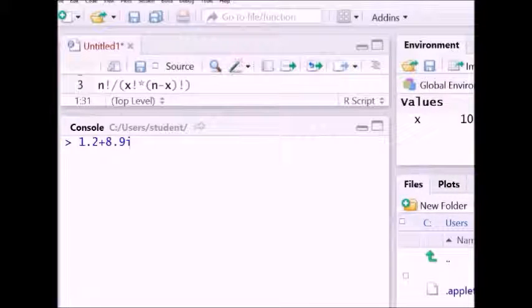Now, for complex numbers, for example, 1.2 plus 8.9i. For the complex number, we use this particular function. 1.2 is the real part and 8.9 is the imaginary part, where i is the square root of minus 1. Okay.